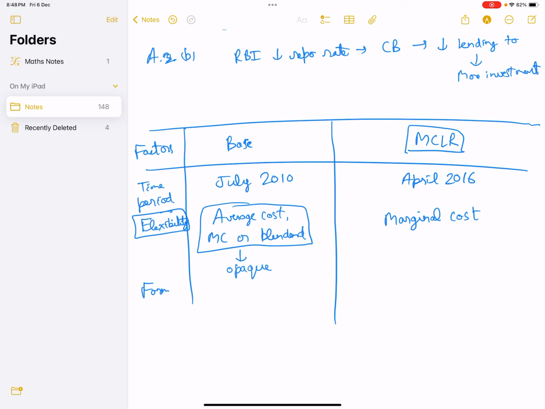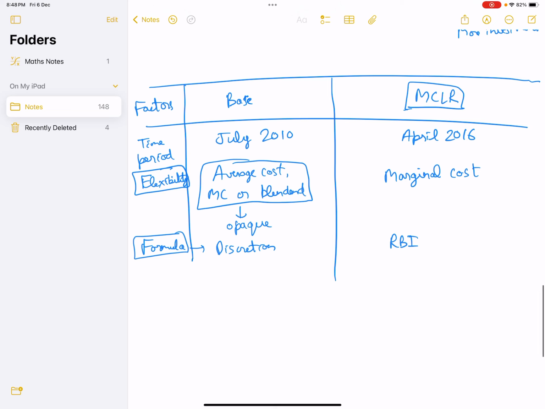Now discussing the formula used to derive it, this is at the discretion of the commercial banks in case of base rate, whereas in MCLR, RBI has prescribed a specific formula. Okay, and it was observed that when it comes to rigidity, base rate was more rigid, whereas marginal cost of lending rate was more sensitive to change in the policy rate. So this would be a better policy tool if they want transmission of monetary policy.